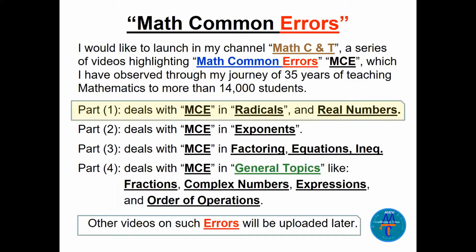In part 1, I will present 7 MCEs, 7 math common errors, and then I will tell you the correct version of that. Also, I would like to share with you 4 questions with complete and detailed solution to avoid these errors, and I will leave for you at the end 3 practice questions with answers only. Let's start part 1.